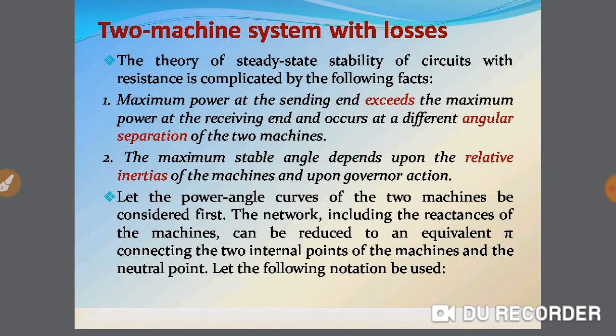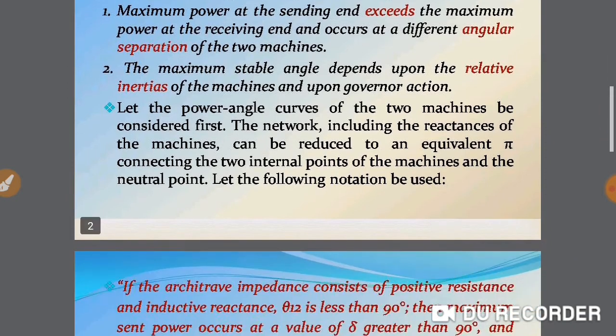action. So to explain these two facts, let us consider a power angle curve of the two machines, including the reactances of the machines, which can be reduced to an equivalent pi network connecting the two internal points of the machine at a neutral point. The following notations are to be used.